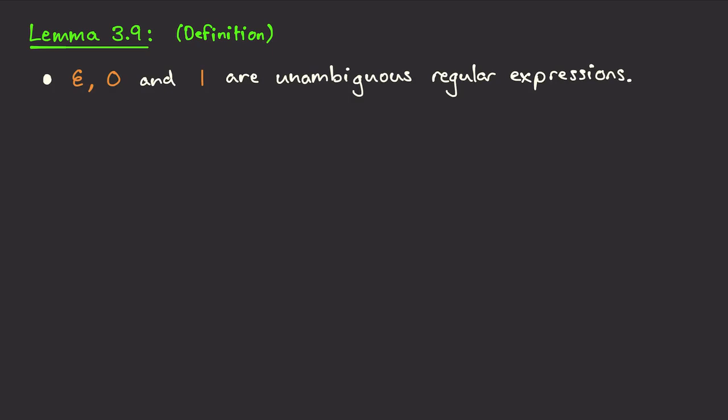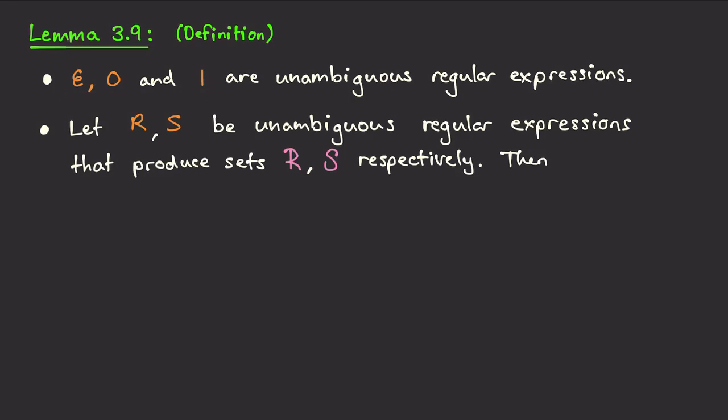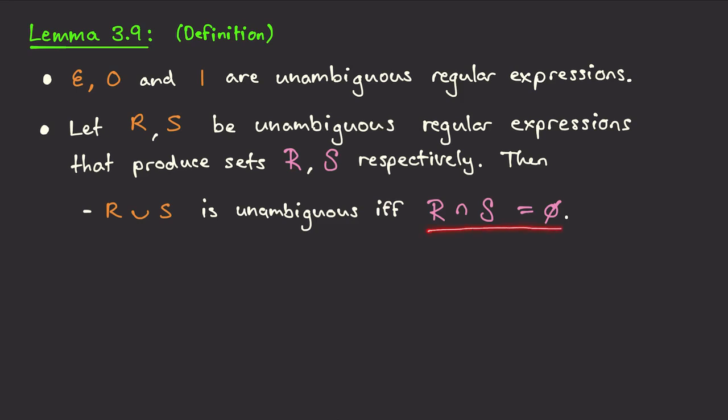This gives us a more formal way to understand when a regular expression is ambiguous. This is stated in the notes as Lemma 3.9, but another way to see this is as a recursive definition of ambiguity. The three simplest regular expressions, epsilon, 0, and 1, are all unambiguous. Beyond that, everything is recursive. If R and S are unambiguous regular expressions that produce sets pink R and pink S respectively, then the cup of R and S is unambiguous if and only if the sets pink R and pink S are disjoint. Or equivalently, there is no string that's produced by both R and S.